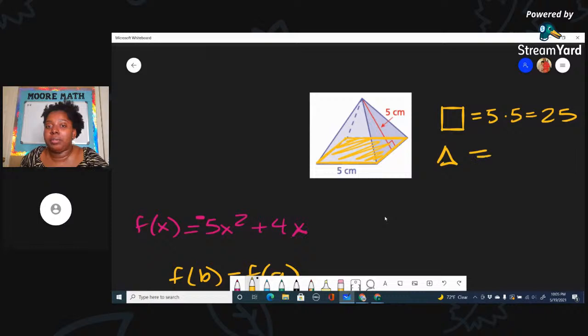What did you get for the triangle? It looks good. I think what you have is correct. So what's the base of your triangle? 5. And what's the height? 5. Good. And then what did you do with it? 5 times 5. And then what did you do? I divided it by half. Good. And what'd you get?